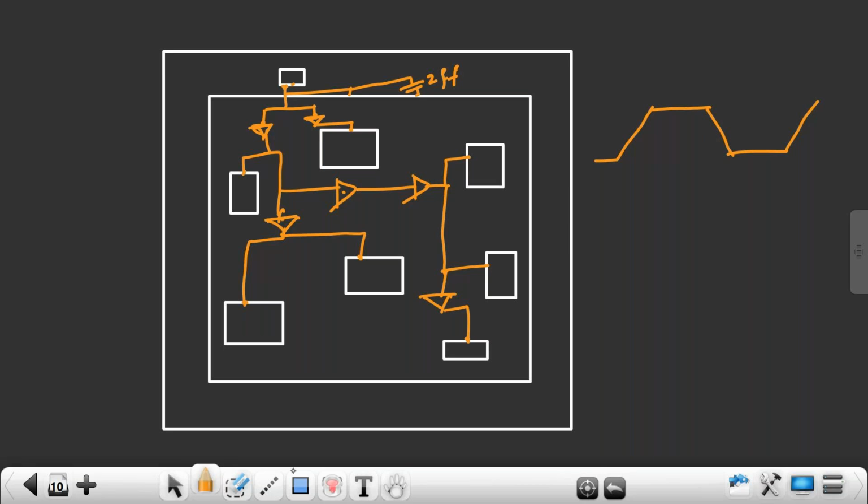So why can I not connect directly from here to here? Why can I not directly connect here? Output of this buffer I can directly connect to the clock pin of this flip-flop, right? Why can I not directly connect? Because of what? More net length. This more net length will again create what? More load on this buffer. If it is having more load, again output of this buffer will take what? More time to charge and more time to discharge.